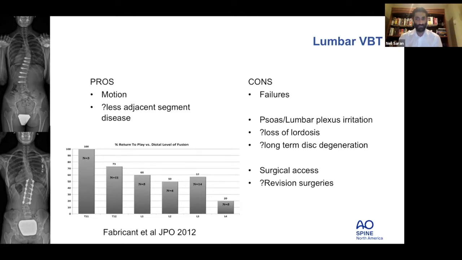The other thing is, what about revision surgeries? In the thoracic spine, we can do revision surgeries, but in the lumbar spine, are we really going to go back through the front? I tell my patients this is a one-time trial. If it works, excellent. If it fails, we're going to be moving on to a fusion. There's no way I'm going to be revising a lumbar tether that fails.